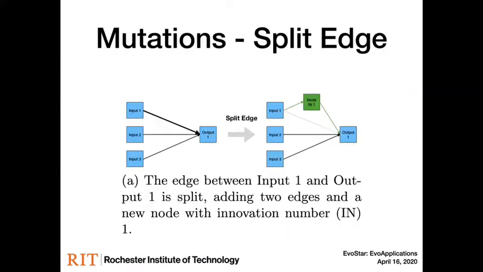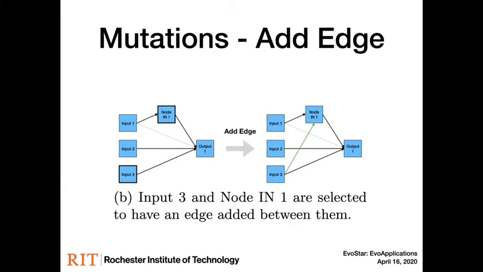So we have a split edge mutation, which will choose a random edge, disable it, and then add a new node, add an edge from our original input to our new node, and then add an edge from our new node to the original output. And this node can also be just a simple cell, or one of several memory cells. We also have an add edge mutation here, which will just add a random feed forward edge between two random nodes.